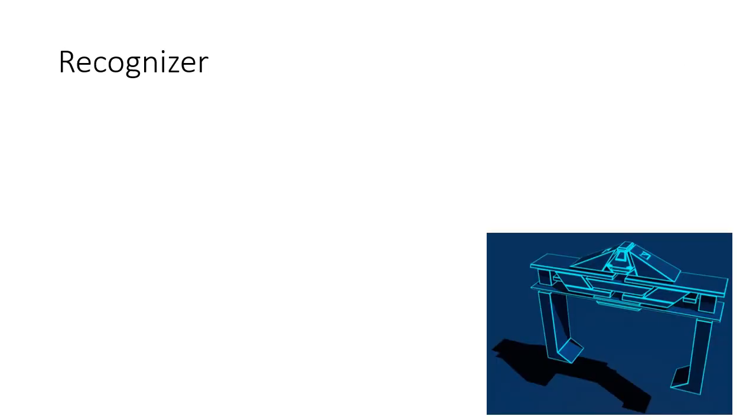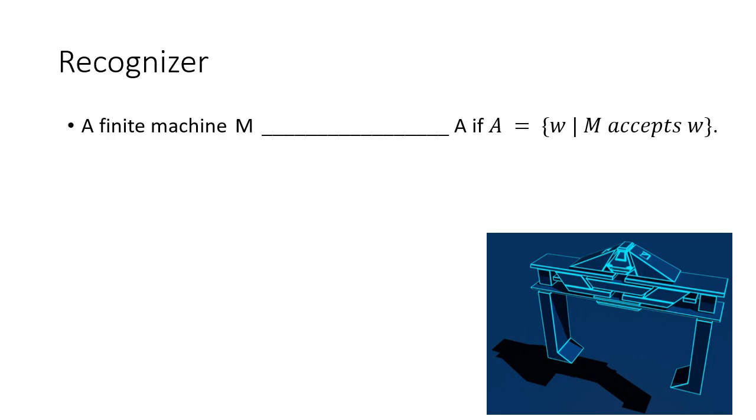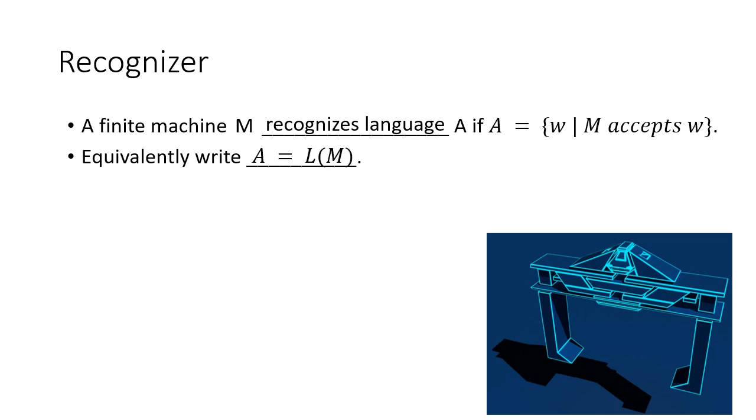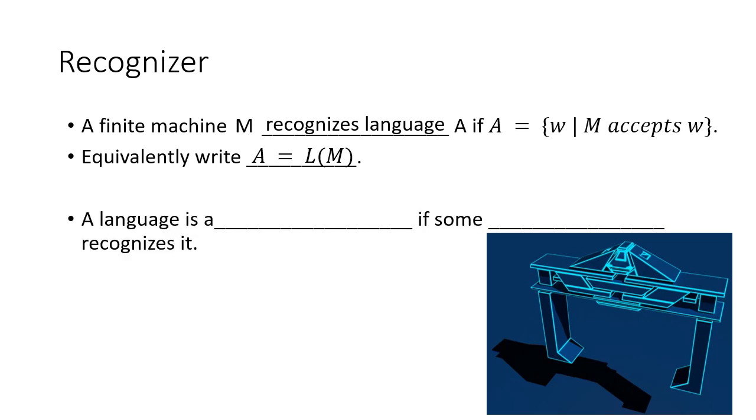So let's talk about recognizing a language. We'll talk about what this means in more depth later. For now, I'm just going over the vocabulary. A finite machine M is going to recognize the language A if A is the set of W such that M accepts W. An equivalent way to write this is A is equal to L of M. And then final vocabulary for today is a language is what's known as a regular language if some finite automaton recognizes it. So that's all we have for right now.